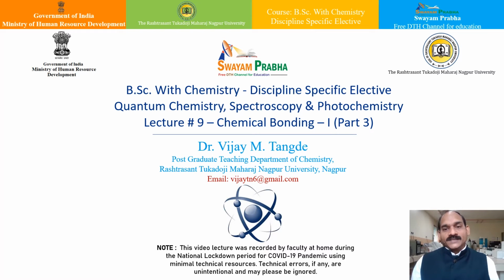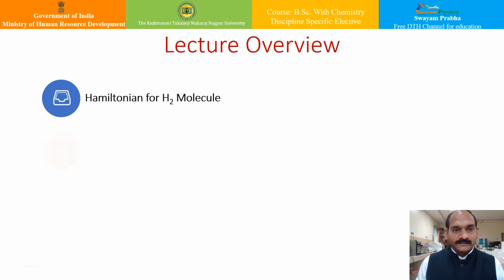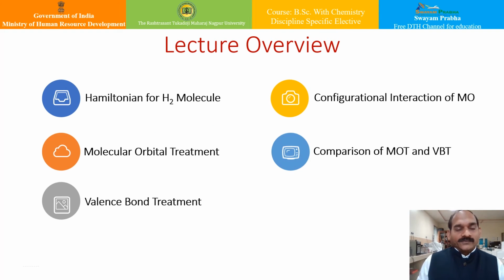Now, in this lecture, we will see its application to the hydrogen molecule and simple diatomic molecules. We will see first the setting up of the Hamiltonian for the hydrogen molecule, because it involves a four body problem, two nuclei and two electrons. Then we will see the molecular orbital treatment of the hydrogen molecule. We will subsequently see the application of valence bond treatment to the hydrogen molecule. Then the configurational interaction of molecular orbitals, which is a very important part of this lecture. And then the comparison of molecular orbital theory and valence bond theory.